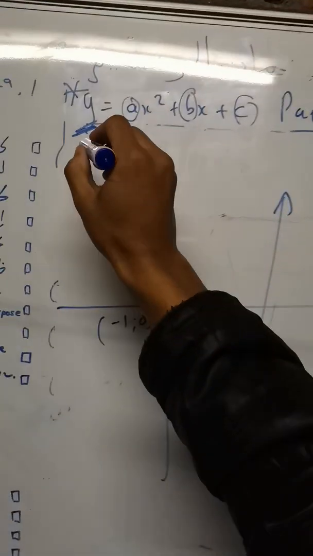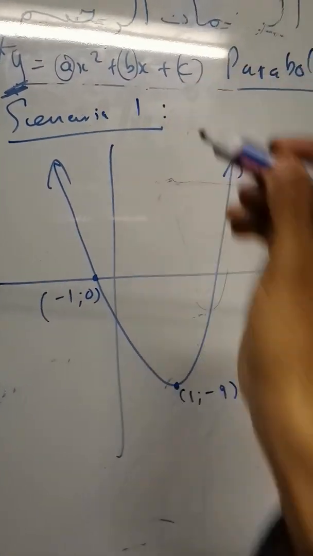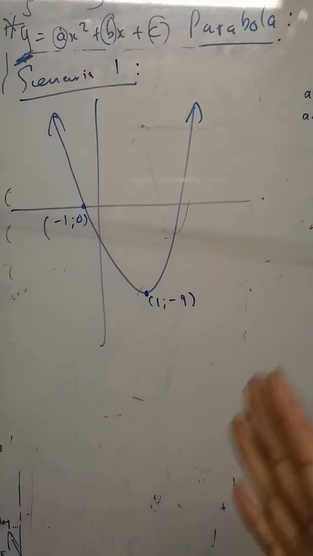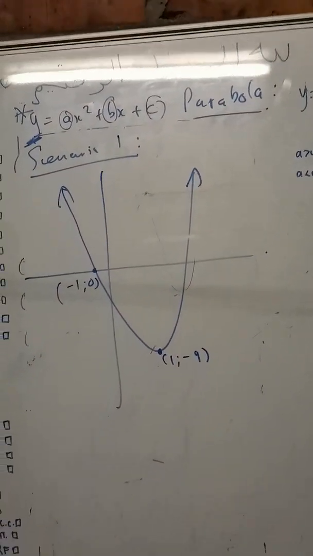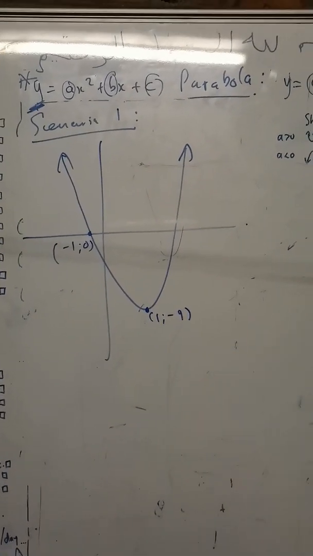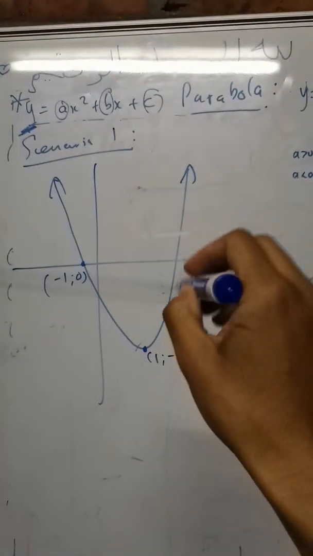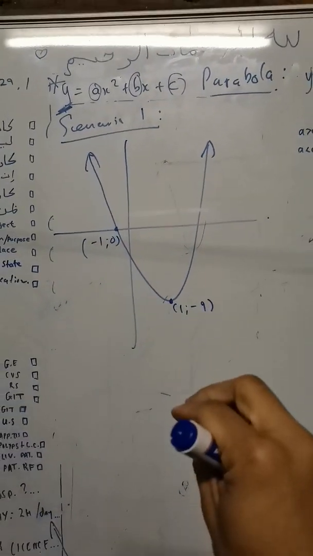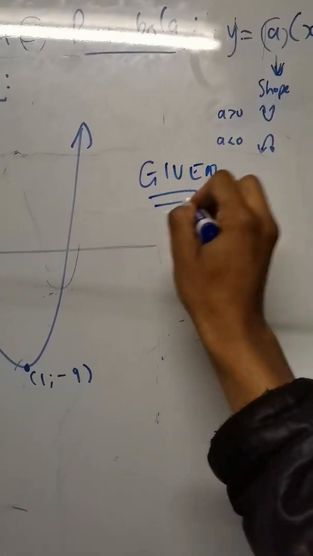Now, this is scenario 1. There are two classical scenarios in which they can give you a parabola and you have to get the equation of the parabola. And remember, always look at what is given and work with what is given. So pay very careful attention to what I'm about to say. What is given in this particular scenario? You always look at what is given.